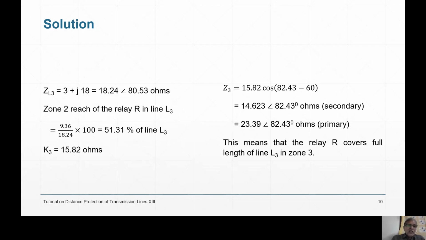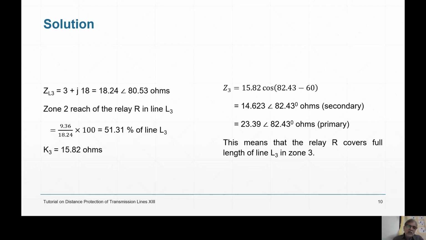Then if you go to ZL3, we have already seen that ZL3 is 3 plus J18, 18.24, but our reach is 9.36. So 9.36 divided by 18.24, roughly 50%. That was what I was telling. Exactly speaking, zone 2 coverage is 51.31% of line L3 covered by zone 2 of relay R.